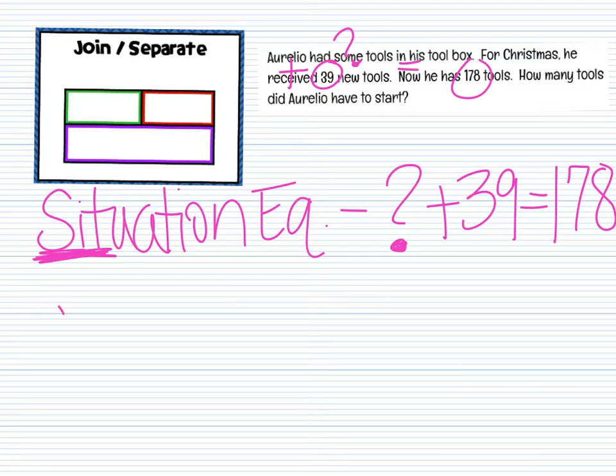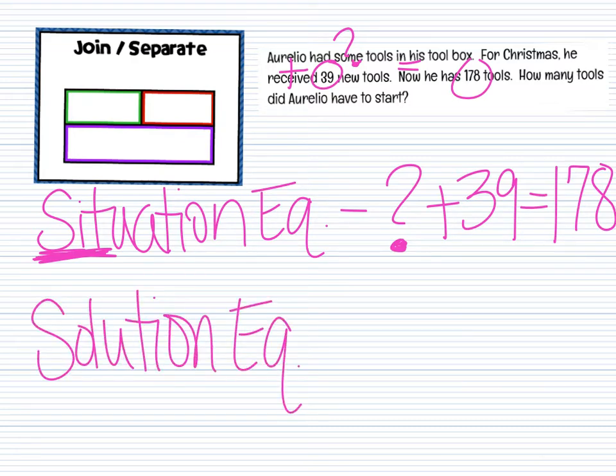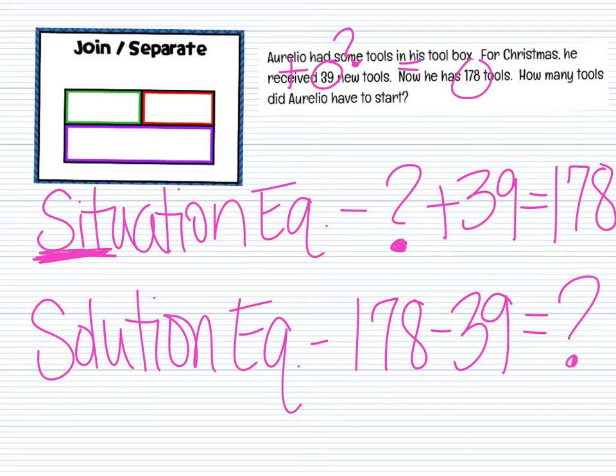Okay, solution equation. So my solution equation is how I solved it. Remember what I had to do. It gave me my result, so I had the biggest number. When you have the biggest number, you are always going to subtract to find the other missing part. So my solution equation was 178 minus the 39 that I knew equals question mark. So there are my situation equation and my solution equation for this problem.